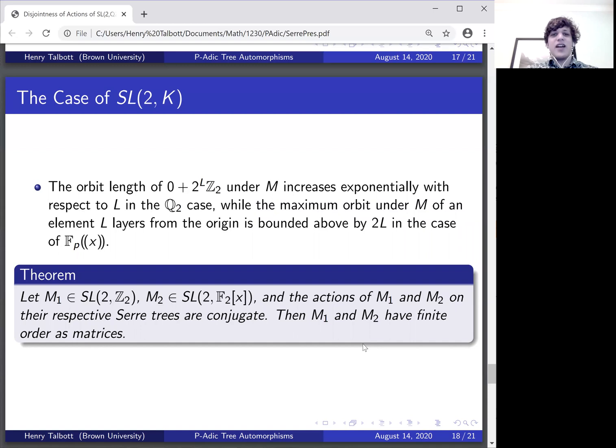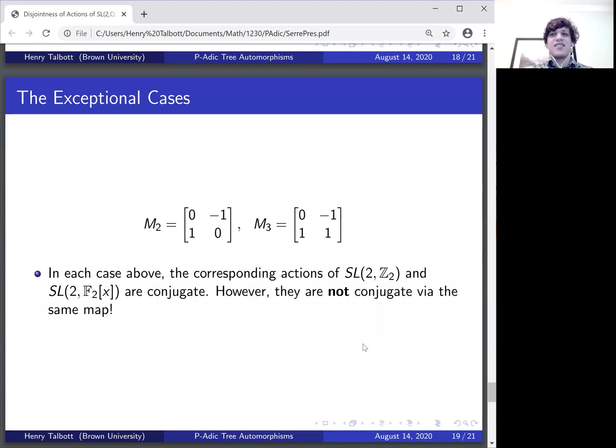So this is the theorem. If we have a group action from the p-adic case and a group action from the Laurent case, so for a special linear 2 and then the coefficients in a ring of integers, and their actions are conjugate, then M1 and M2 have to have finite order as matrices. So this might seem like it doesn't actually narrow things down very much, but in fact it does, because there are very few matrices that actually have finite order.